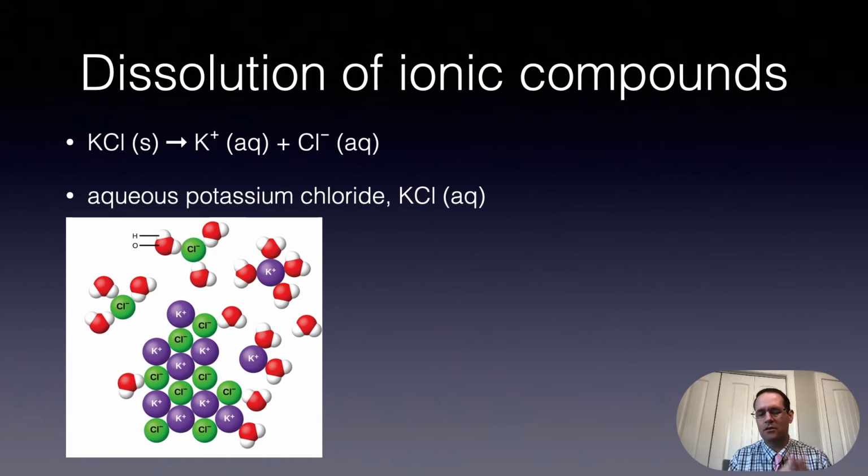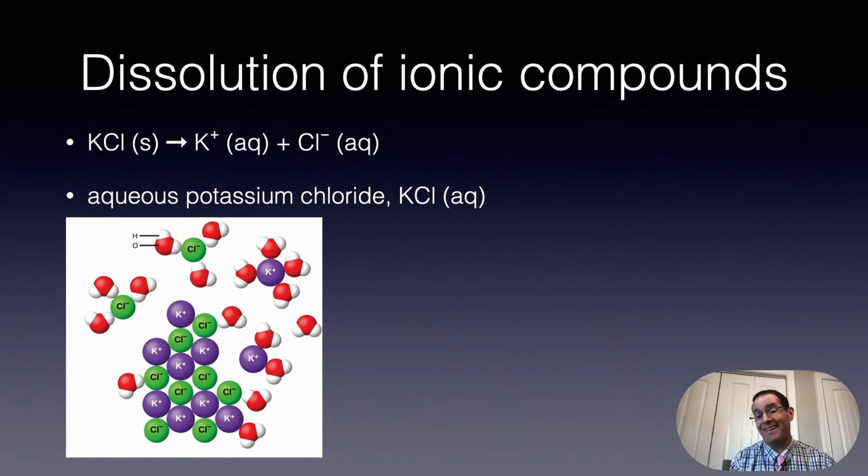So potassium chloride is composed of alternating potassium cations and chloride anions, okay? Purple, green, purple, green, purple, green, all in that lattice, okay? But then when water comes in, it completely surrounds the cations and completely surrounds the anions and takes those off into solution at rather large distances from one another, okay?